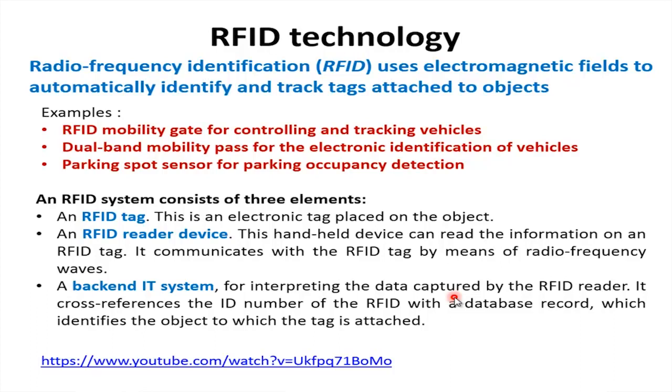RFID. What is this RFID? Radio frequency identification. RFID uses an electromagnetic field to automatically identify and track tags attached to objects. Using this as an example, an RFID mobility gate is used for controlling and tracking vehicles.